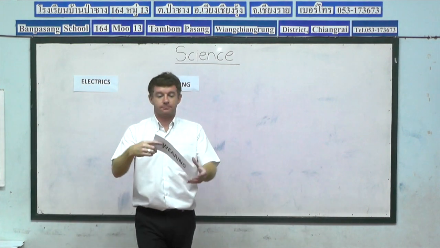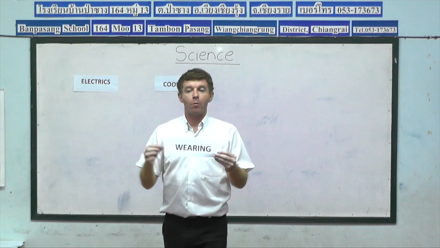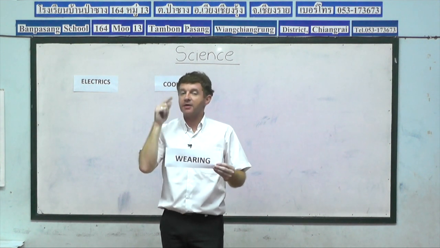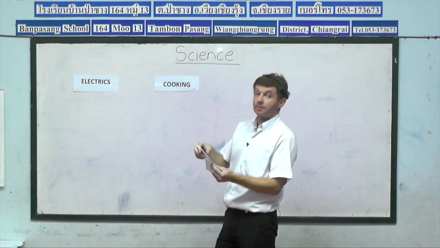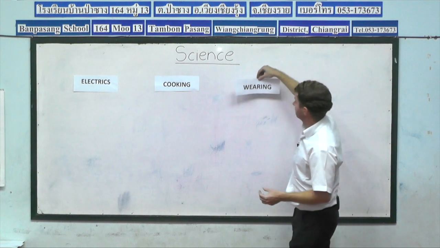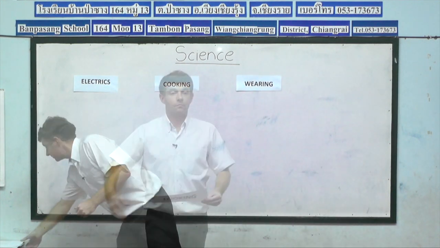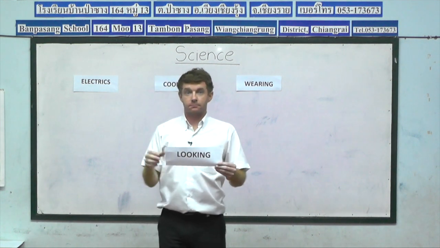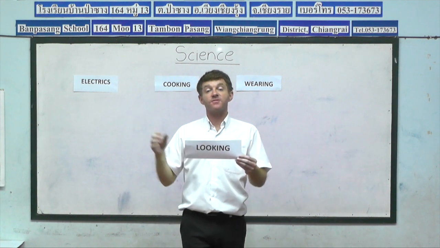Then we have wearing. Now, what type of things do we wear, guys? Clothes. So have a think, what materials are our clothes made of? When we see the pictures, try to recognize. And then one more use that we have. Looking. Some materials are good for looking, which is different to the other ones.